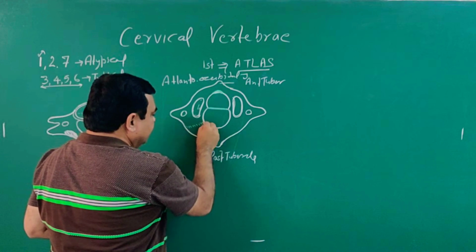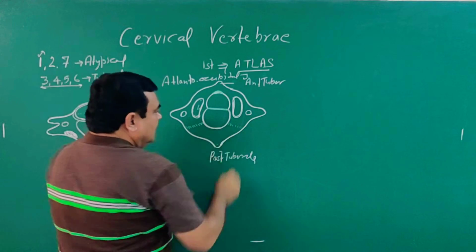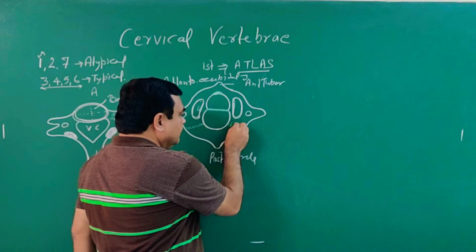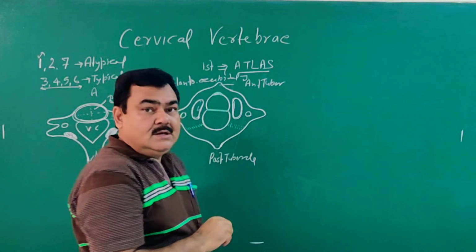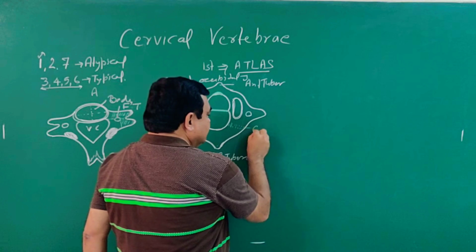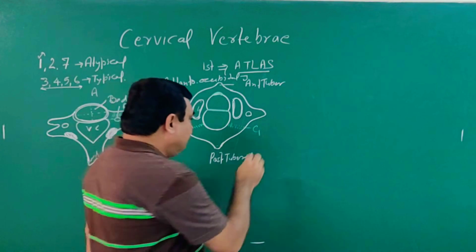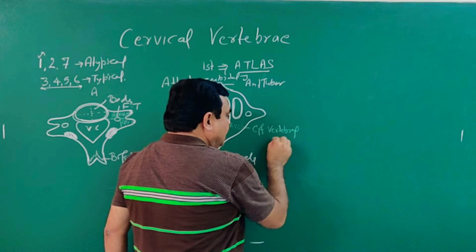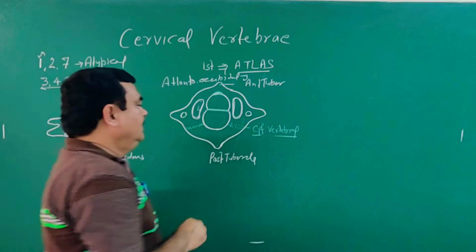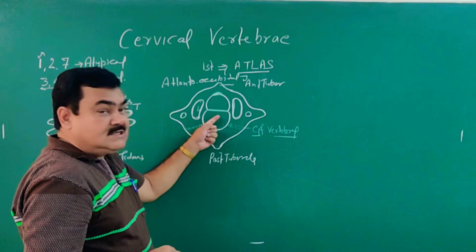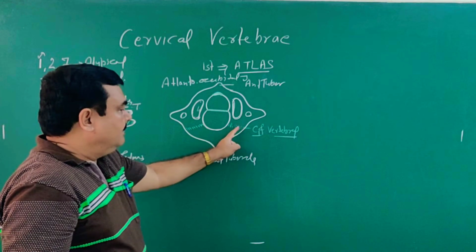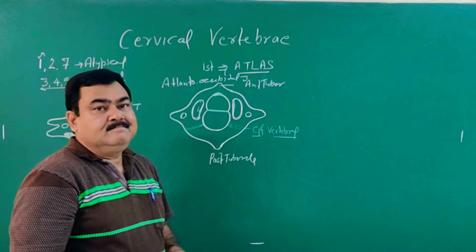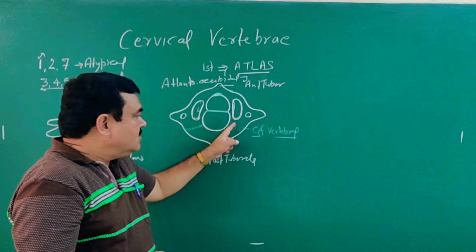And in the posterior arch, a groove is present behind this articular facet. Through this groove, the first cervical nerve, C1, and the vertebral artery pass. So one artery and one nerve pass through this groove, which lies behind the superior articular facet.